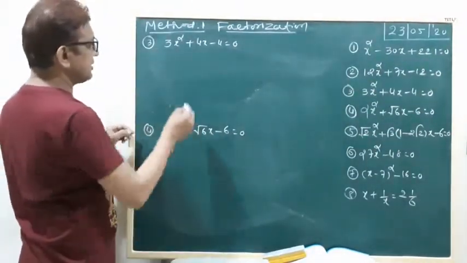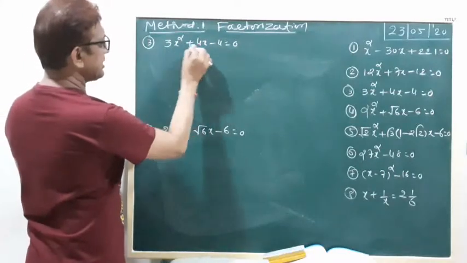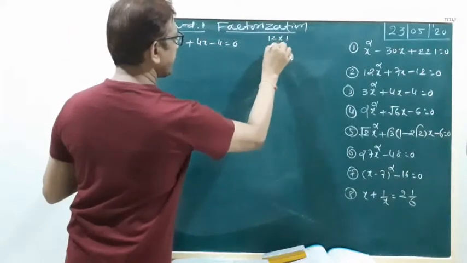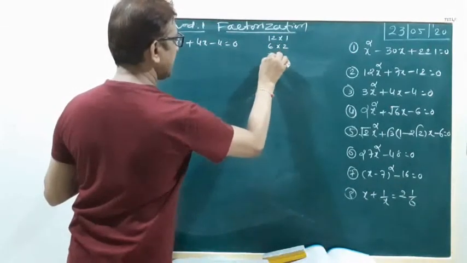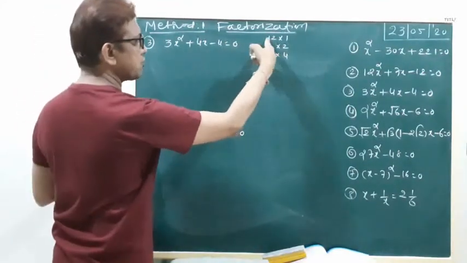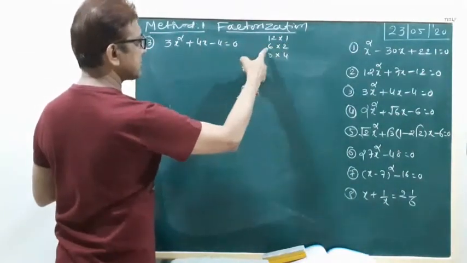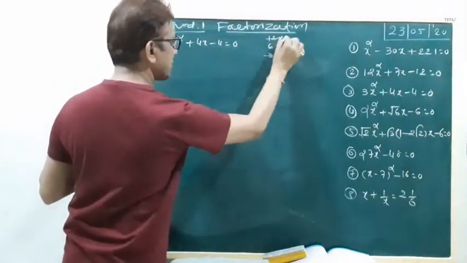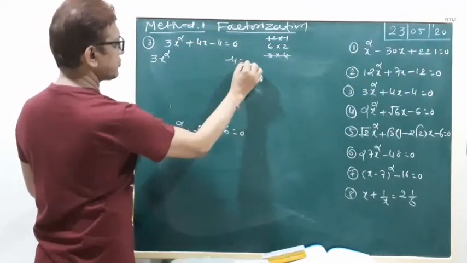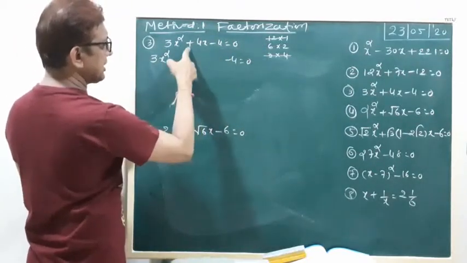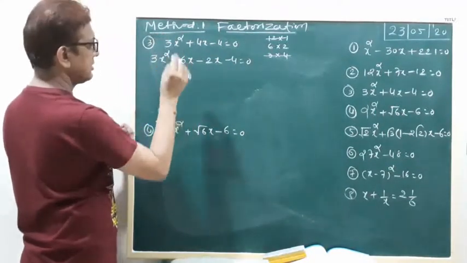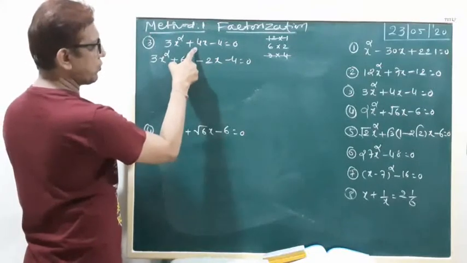Now we discuss the third sum. First we multiply these two numbers. 3 fours are 12, right? So 12 ones are 12, 6 twos are 12 and 3 fours are 12. Here also the last term is negative, so subtract these two numbers. 12 minus 1 is 11, not possible. 6 minus 2 is 4, possible. So these two are not possible. So here 3x square and here minus 4. Here 6 is the bigger number, so we give the positive sign first: 6x minus 2x. Okay, 6 minus 2 is 4.